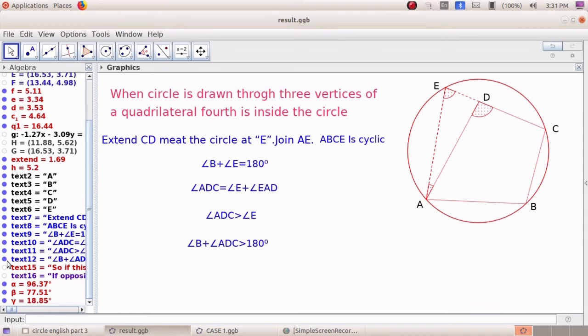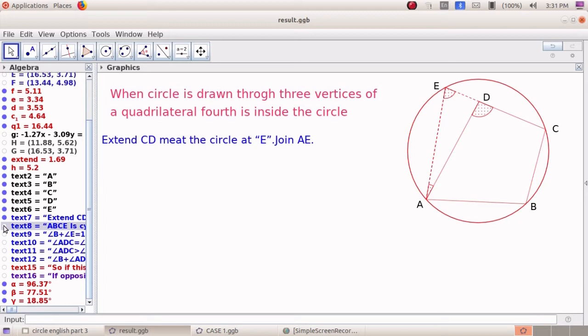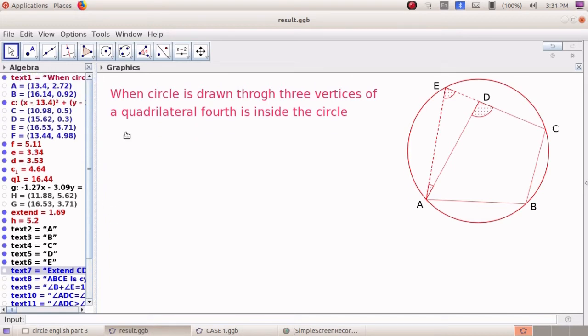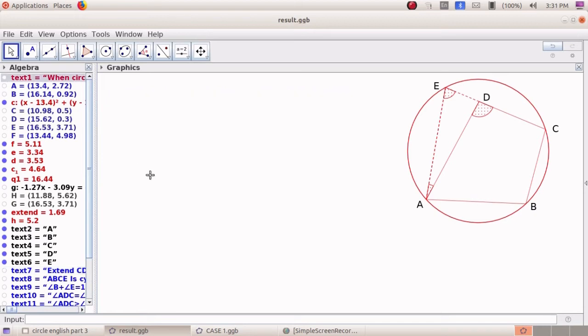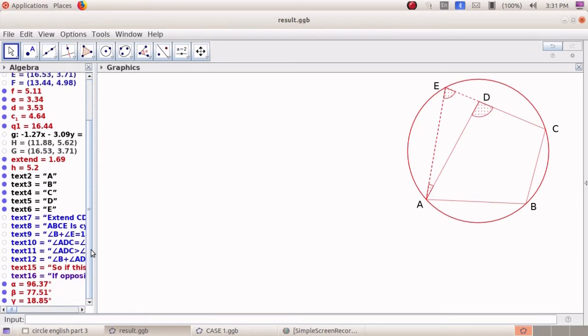Now we see when a circle is drawn through three vertices of a quadrilateral, if the fourth vertex is outside the circle, the angle at that vertex with the opposite vertex gives a sum which is less than 180 degrees. When the fourth vertex is inside the circle, the sum is greater than 180 degrees. So if the sum is 180 degrees, the fourth vertex is neither outside nor inside the circle, it is on the circle.